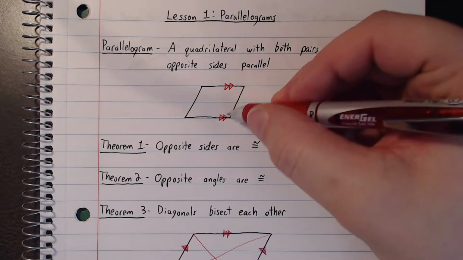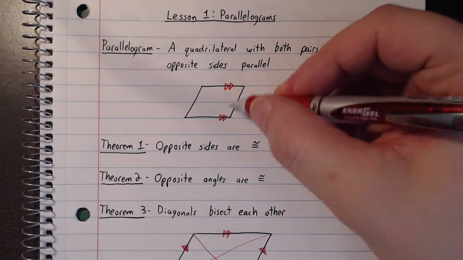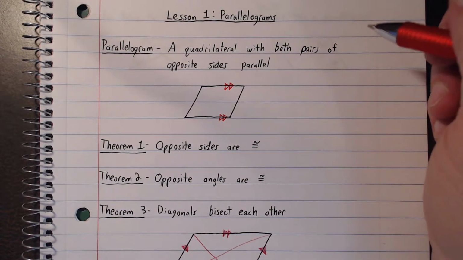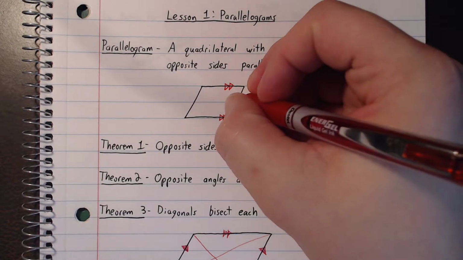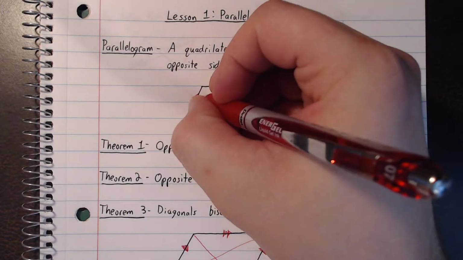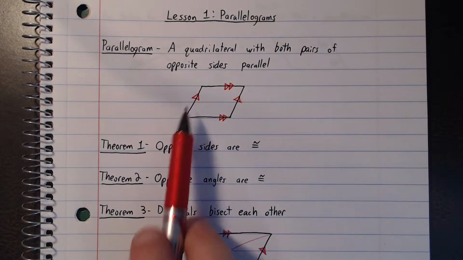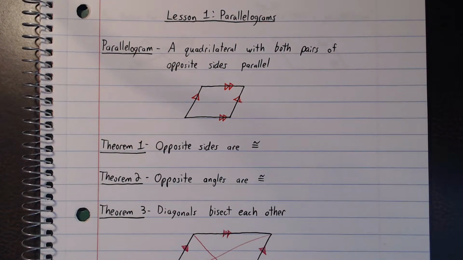Okay, so if I want to show that one pair is parallel, I'm going to use the same number of triangles, which is why I drew 2 on that particular pair. And then I'm going to draw only 1 on this one. Okay, so now I have both pairs of opposite sides parallel. So this fits the definition of a parallelogram.